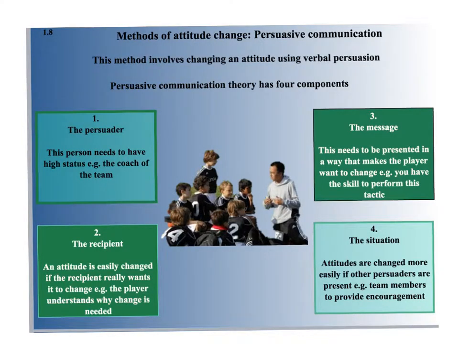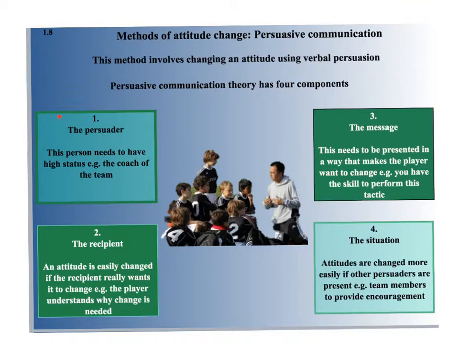Right, now we need to know about the methods of changing attitude. Now, there are 2 ways that we can change people's attitudes. The first one we'll look at is persuasive communication. This involves changing an attitude using verbal persuasion. And the persuasive communication theory has 4 components.